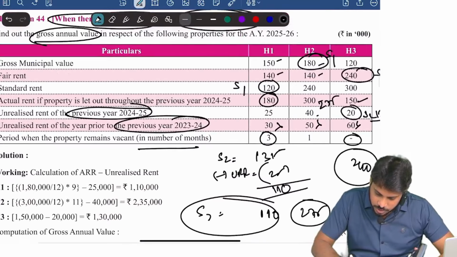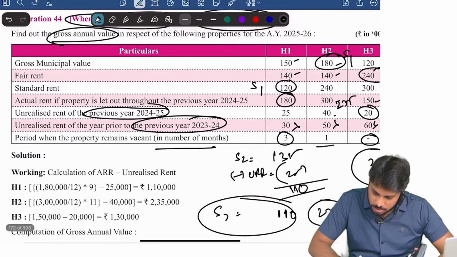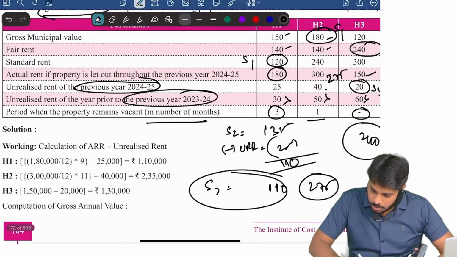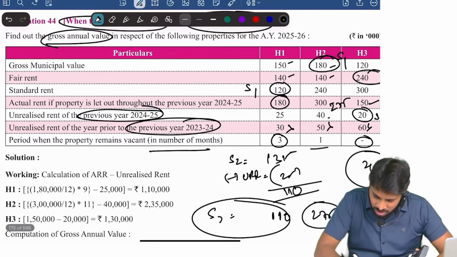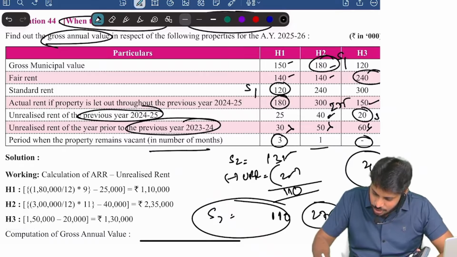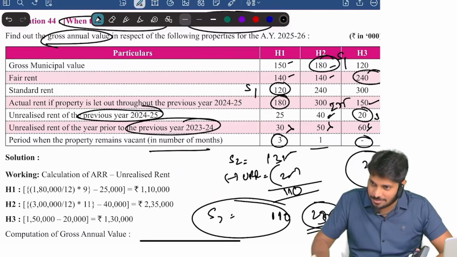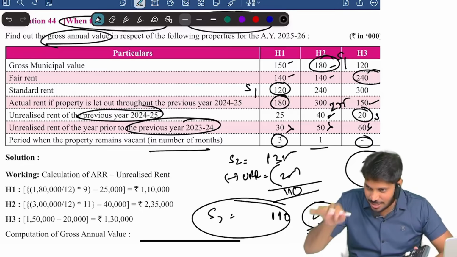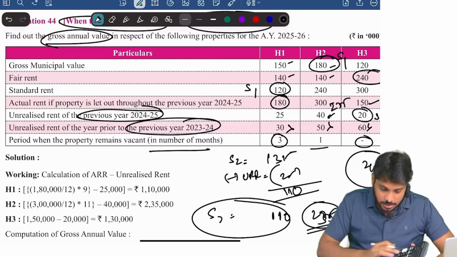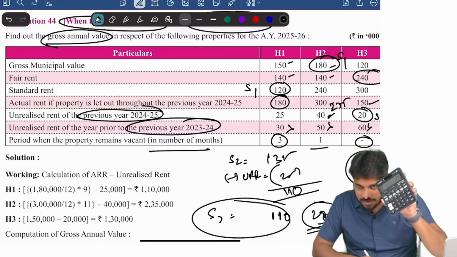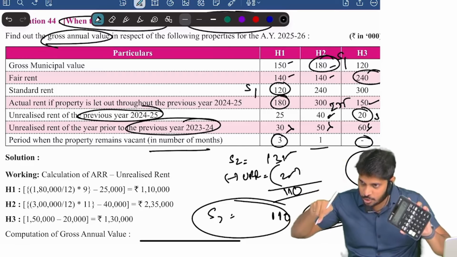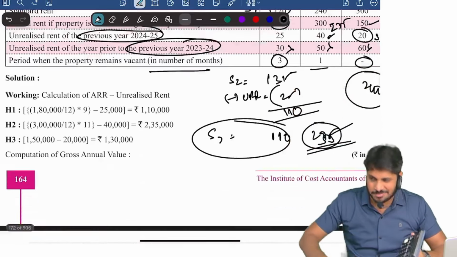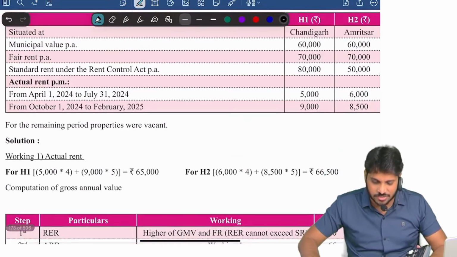Here the period for which the property was vacant. Wait a minute. Correct? No, 275 minus unrealized rent I should reduce. So 235, correct. We understood that also. See, 300 into 11 divided by 12, so actual rent received is 275, minus unrealized rent 40, is 235. Step 1, 180. Step 2, 235. Whichever is higher, 235. Our analysis was correct, we just missed the calculation.